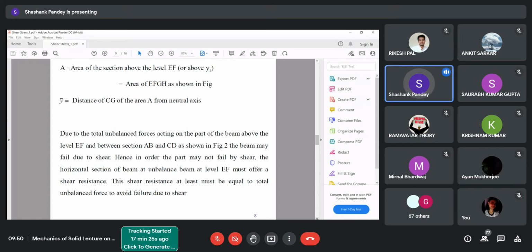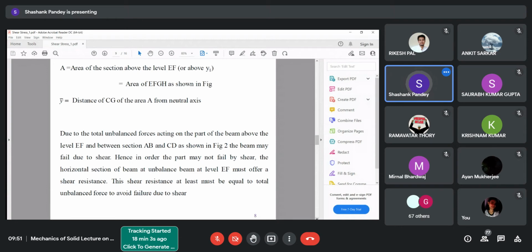So this will create this shearing force, and because of this the beam may fail due to shear. Hence, in order that the part may not fail by shear, the horizontal section of the beam at unbalanced level EF must offer a shear resistance. Since this is a net bending force which will try to fail the beam, the horizontal portion, that is the section EF we assumed in the above figure, must resist it.